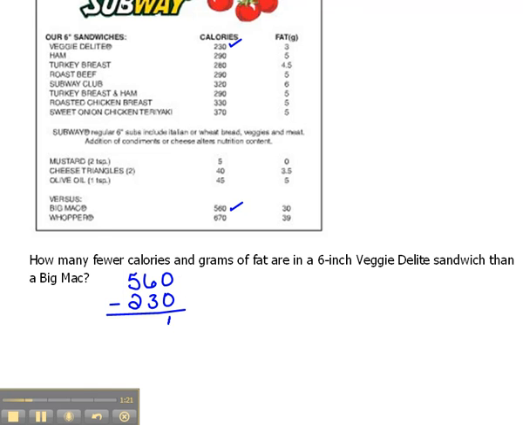0 minus 0 would be 0. 6 minus 3 would be 3. 5 minus 2 would be 3. So there are 330 fewer calories in a Veggie Delight than in a Big Mac.